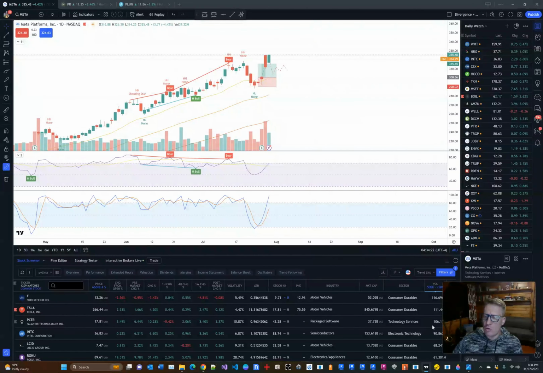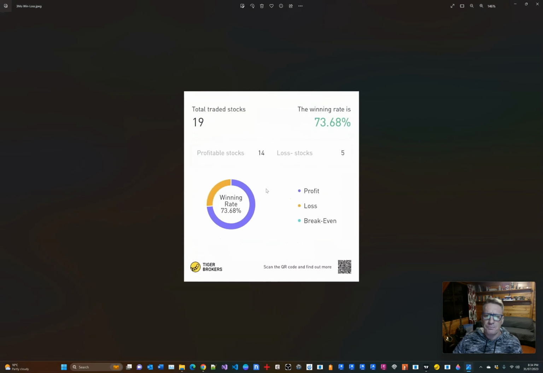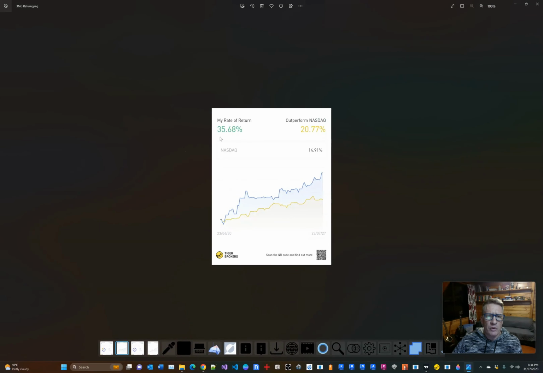And I've been having a really good run at this lately, and I thought I'd share some of my figures here with you. And here you can see for 19 trades, I've had 14 wins and only 5 losses, a winning rate of 73.68%, which is not bad. I've had a rate of return of 35.68%. So that's over 3 months, right? And you can see the blue line there is my performance. The yellow one is the NASDAQ. So that's outperforming the NASDAQ there.